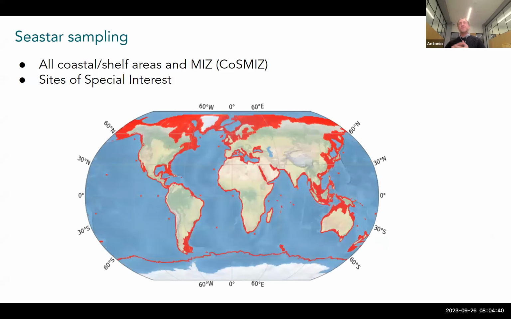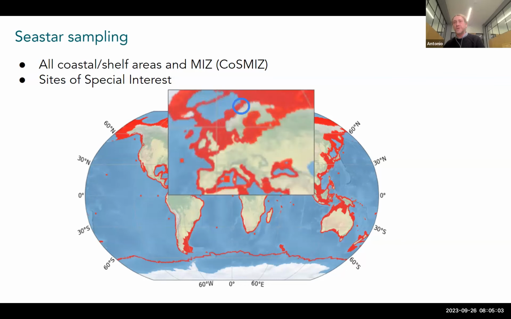Then here I'm showing the SEASTAR sampling, what is called the COSMIS: all the coastal and shelf areas in the global ocean. This is a missing point in the observing system, definitely, along with the marginal ice zone and a number of sites of special interest. I start from there to introduce the area where we want to focus today. This is an area that will be sampled by the SEASTAR mission. It is relevant for the Norwegian coastal current, but I will also talk more about the area highlighted in that blue circle, that is the Lofoten Basin.